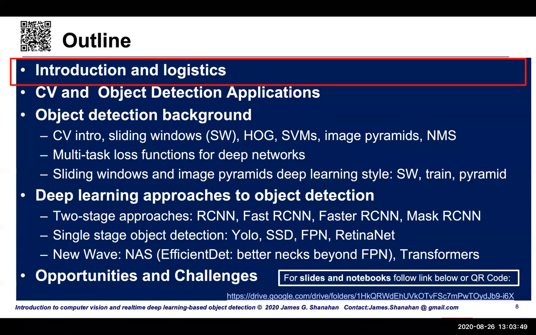Just to give you a sense of what's in store today, we are going to start here with a brief intro and logistics. And then we're going to talk about computer vision and object detection applications. Then we're going to go back to school for a moment, and we're going to look at some of the raw material that goes into building computer vision systems that can do object detection.